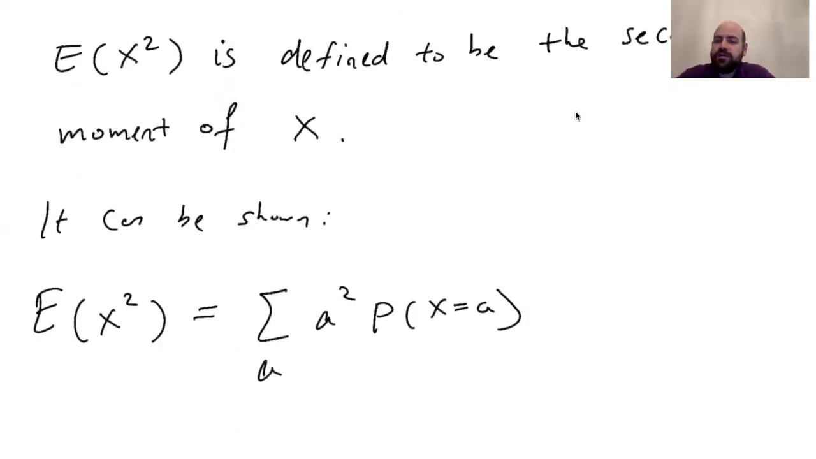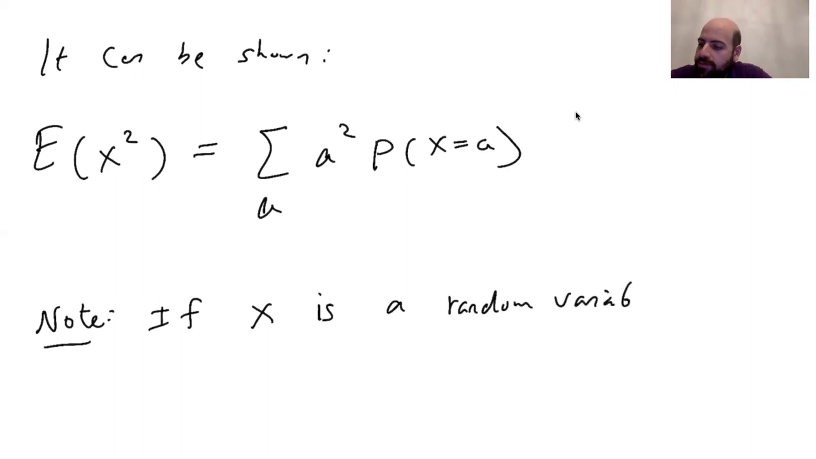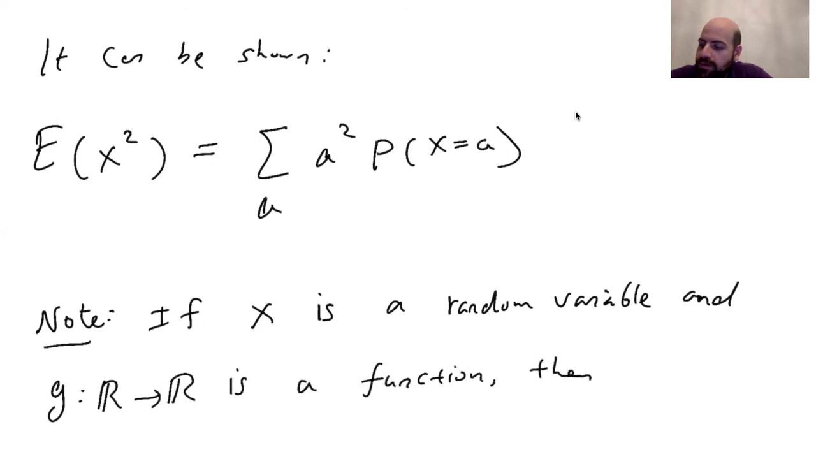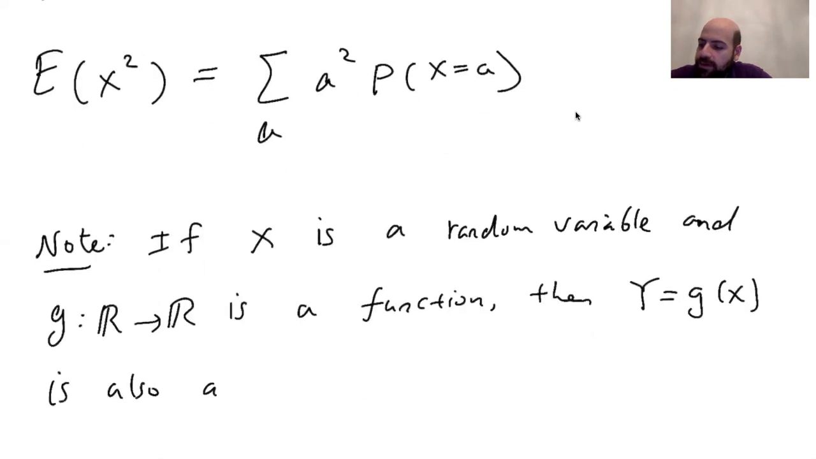Again, the sum is over all possible outputs of capital X. Now, one remark here: if capital X is a random variable and g from R to R is a function, then capital Y equals g of capital X is also a random variable.